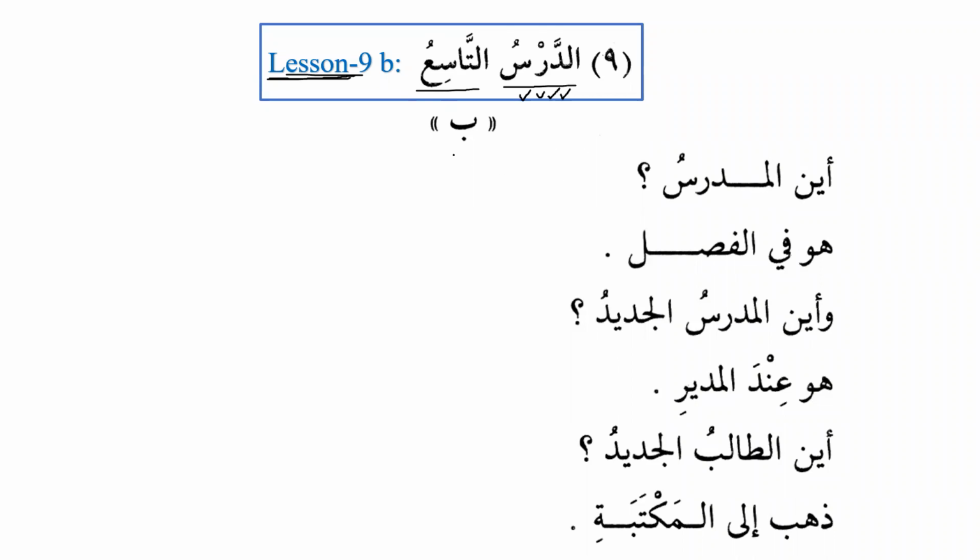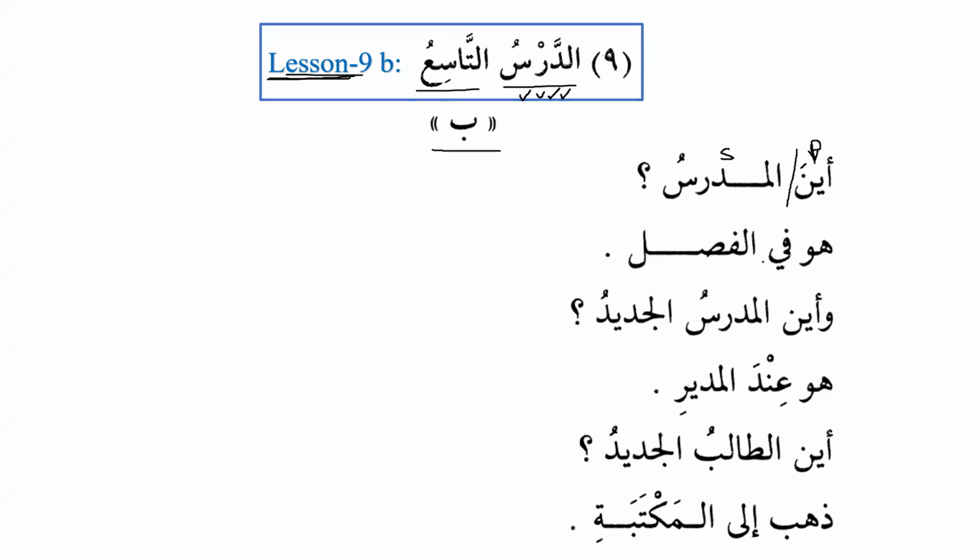Ayn al-mudarrisu, and this is part B, as we can see here. Ayn al-mudarrisu, where is the teacher? Al-mudarrisu will be subject and ayna will be predicate. Why will ayna be predicate? Because ayna is a dharf, an adverb. So what happens over here now? It has to be predicate, and al-mudarrisu will be the subject.